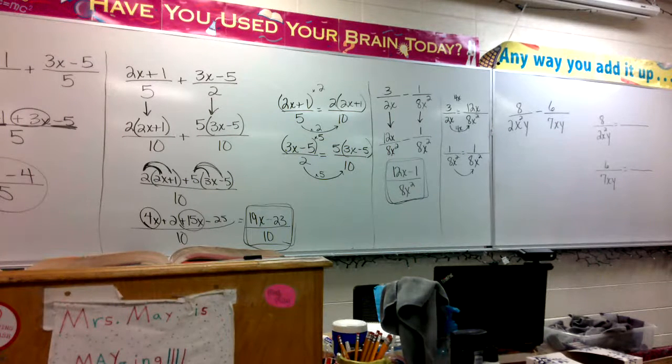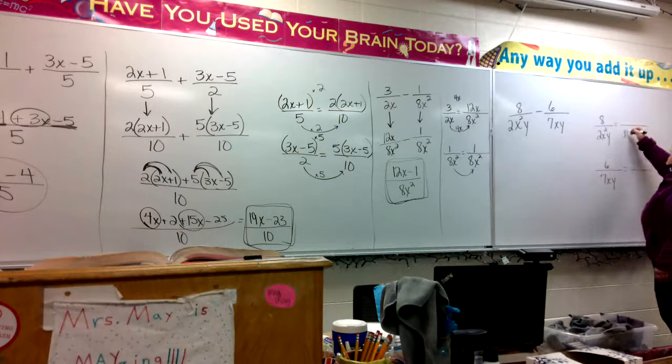What do I get for a common denominator? I've got a number part and then I've got a letter part that has 2 letters. Well, one thing at a time. How about the number? I have a 2 and a 7. What would my common denominator be for 2 and 7? 14.